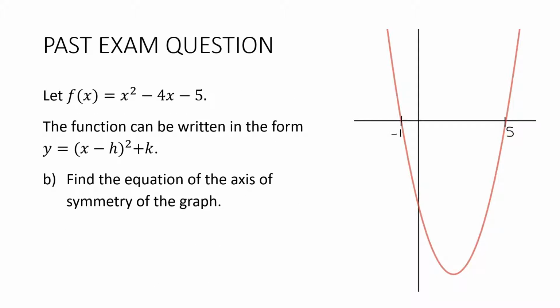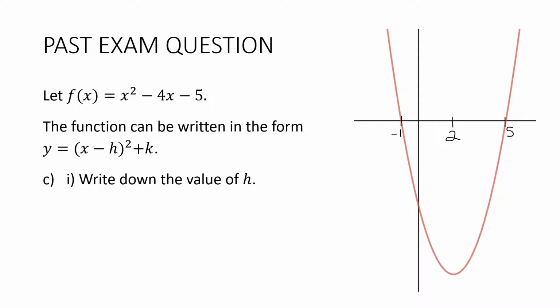B, find the equation of the axis of symmetry. Now you can use the formula x equals minus b on 2a, or you can just find the average of these 2 points. But either way, the axis of symmetry is x equals 2, and we'll put that in as well. C, part 1. Write down the value of h. Well, this is a really easy question, isn't it? Because we know that the vertex is going to occur on that axis of symmetry. So this is going to give us the x coordinate of the axis of symmetry, so that's just 2.